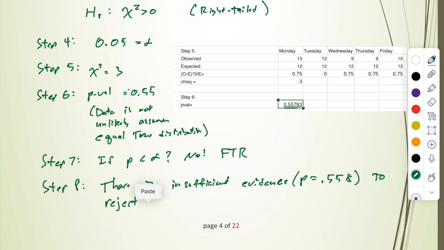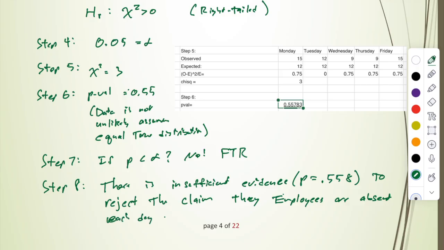There's insufficient evidence to reject the claim that employees are absent each day with equal frequency. So there's no suggestion of any wrongdoing here in this case.